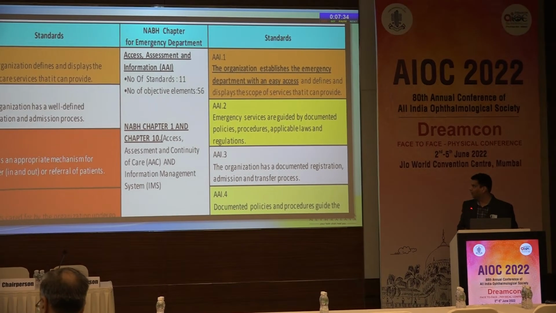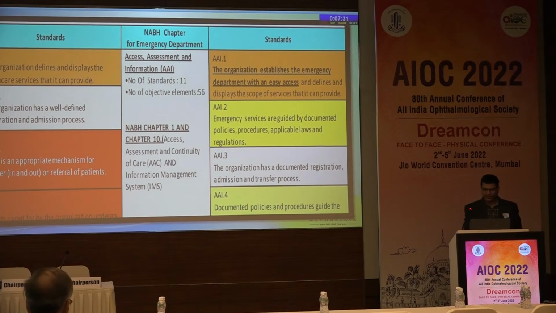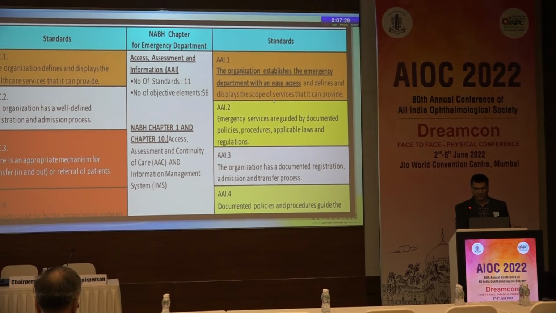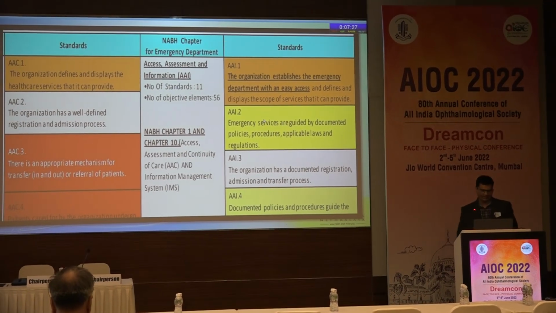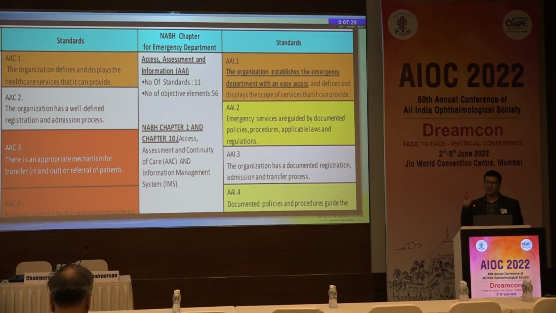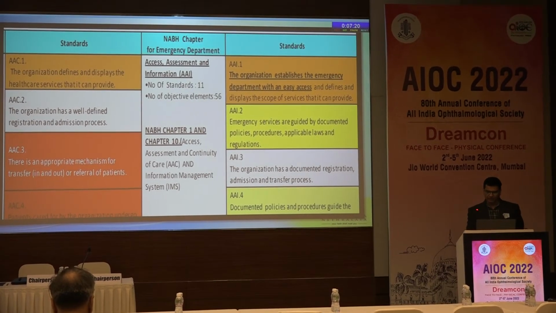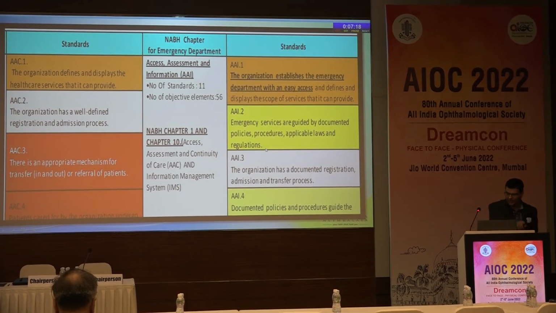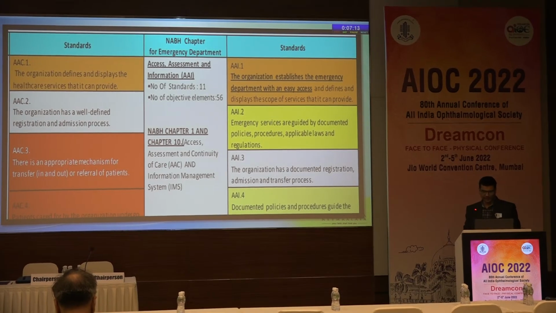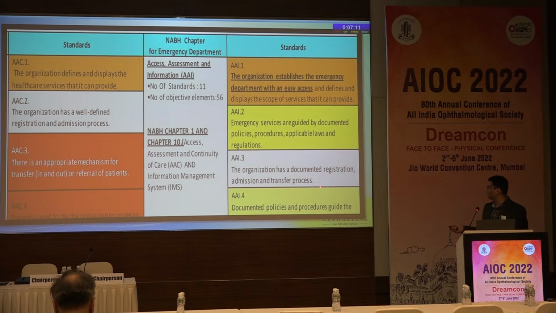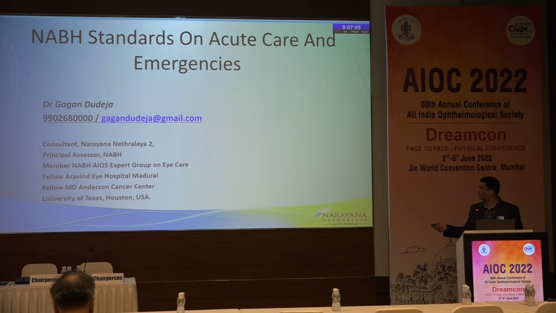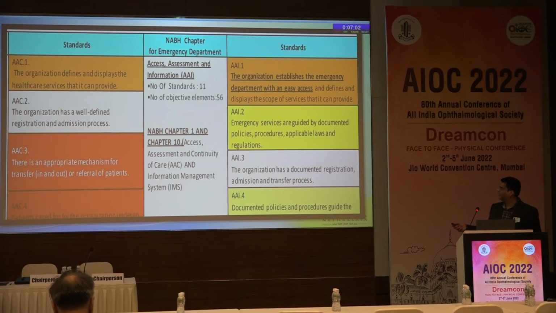So in AAC1, the standard number 1, if you see, it says that the organization has an emergency department with easy access. Okay, you will not find the same line in the current book, but in the description it will be there. Then you should have documented policies and procedures for how you are going to handle emergency service. Then you should have a registration and discharge process, and then something called a transfer process. So I'll come on to all this and tell you what it means.